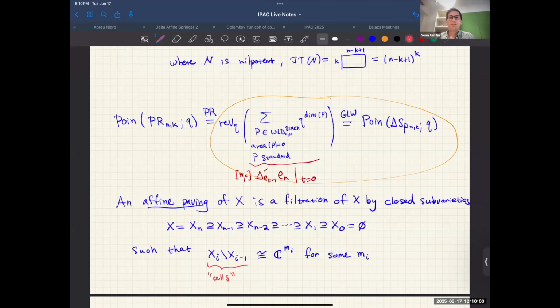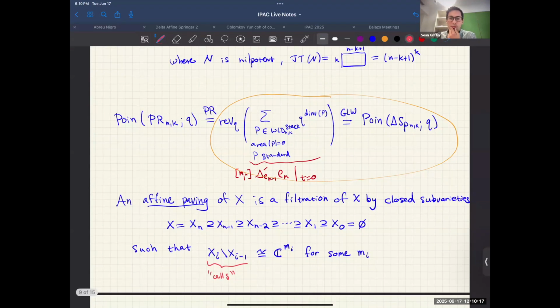So it's sort of a weakening of CW decomposition, but keeping within it so that the cells are algebraic subspaces.